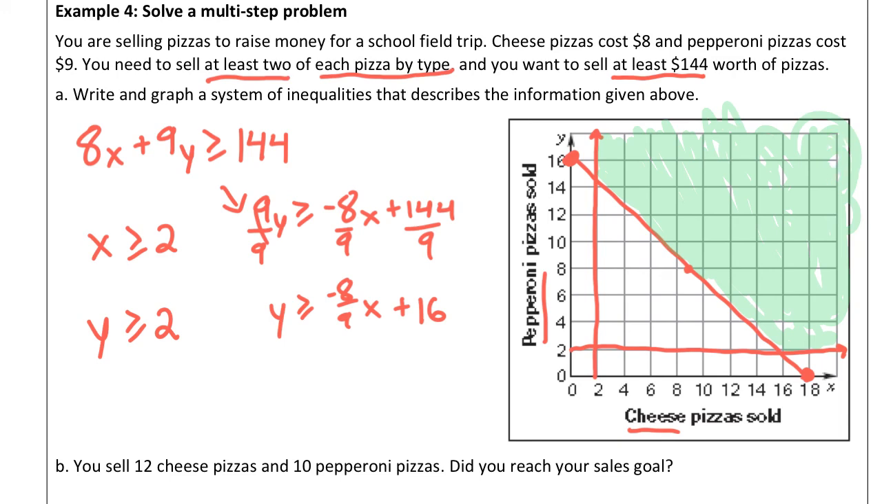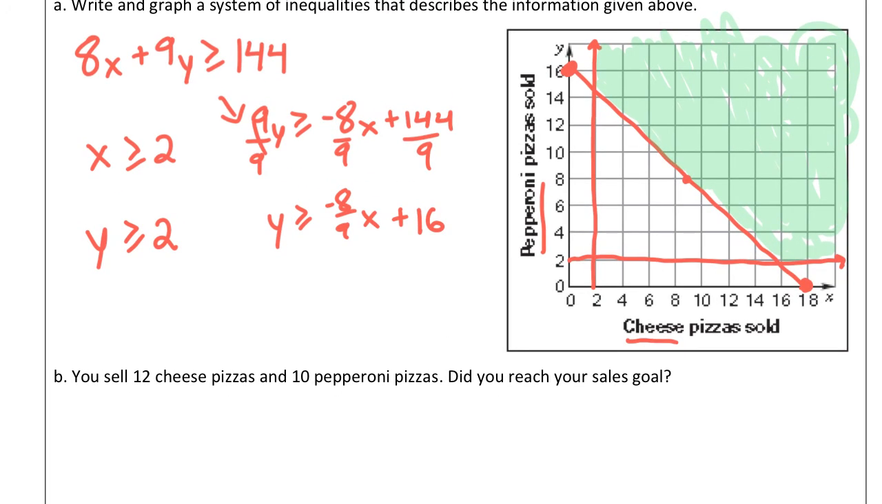Okay? So an extension to that problem is saying you sell 12 cheese and 10 pepperoni. Did you reach your goal? Well, if you graph the point, this would be like the point (12, 10). If you graph that point, does it fall in the shaded region? Yes, we did. Or you could substitute those into the inequality and see if it makes that inequality true. Either way, that works.